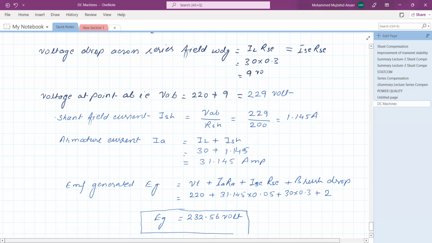So today we will stop. In the next lecture, we will continue this topic by deriving the EMF equation of DC generator and their calculation.